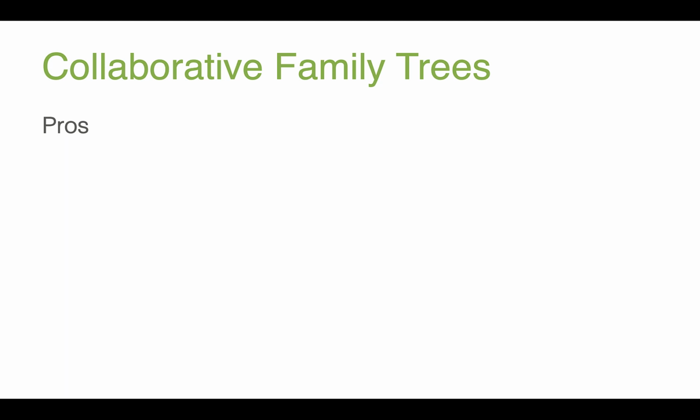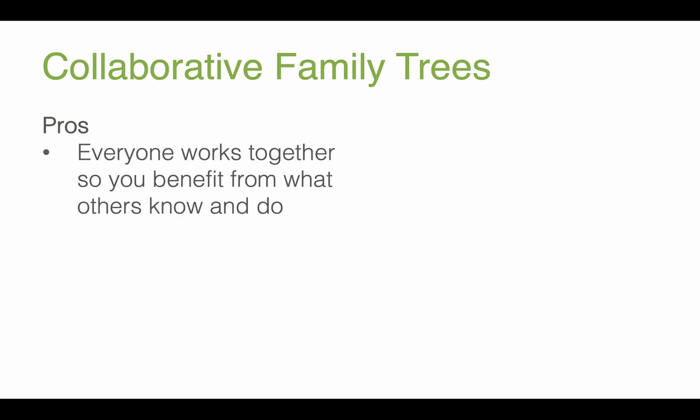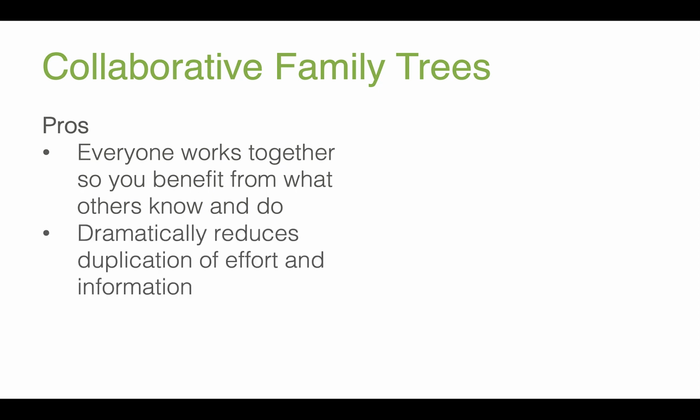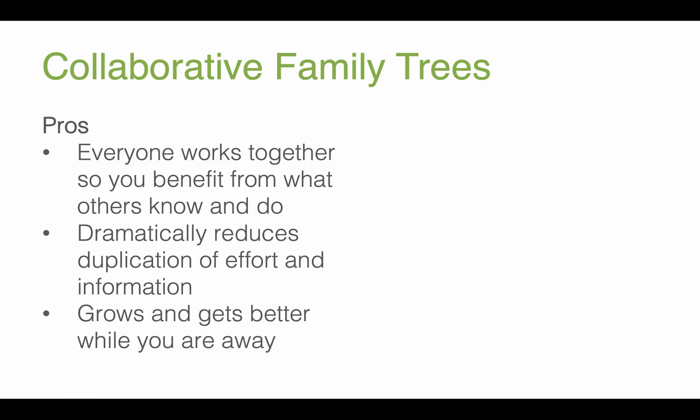So what are some of the pros of a collaborative family tree? Well, the key thing is that because everyone's working together, you benefit from what others know and do. They may have information, photos, stories, records, people they know about in your family tree that you don't know about that they can add. And vice versa, you may add things that they don't know about. Because everyone's working together, it dramatically reduces the duplication of effort and information because you're not doing things over and over in multiple family trees. Now, it grows and gets better while you're away, and I just love the fact that I can be off, I can be asleep, I can be doing other things, and while I'm doing that, people are adding information, and it's getting better and richer and more accurate as time goes on.